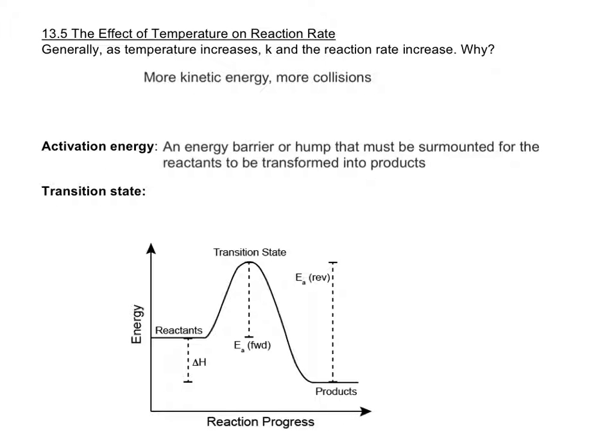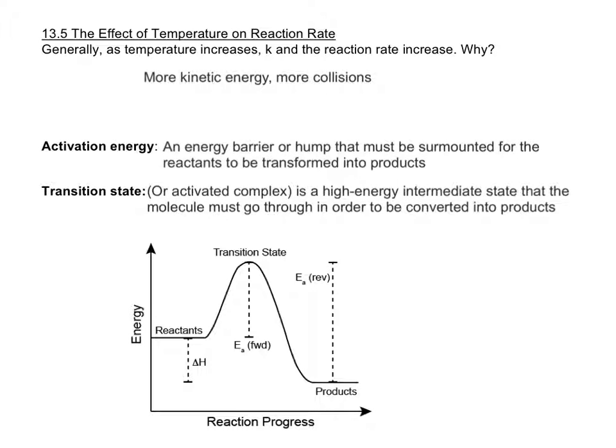Right. The transition state, which is also sometimes called the activated complex, is a state that the molecule goes through that's higher in energy that gets it from the reactants to the products. And so we'll talk a little bit more about that in class and give you some examples of that. You basically just need to know that the transition state is a higher energy complex that the reactants go through if they're going to get to the product state.